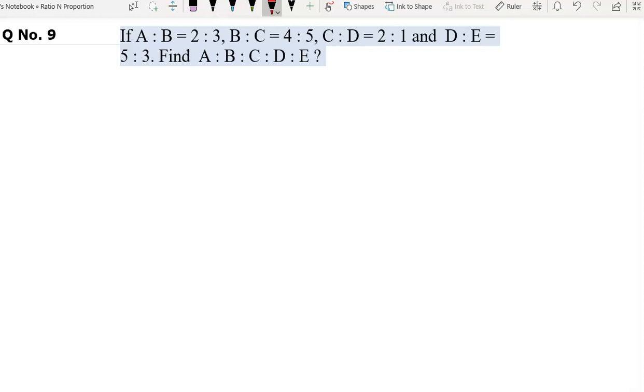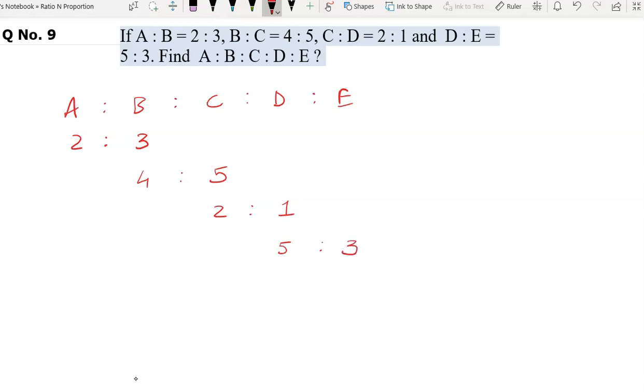Question number 9. If A is to B is equal to 2:3, B is to C is equal to 4:5, C is to D is equal to 2:1, and D is to E is equal to 5:3, find A is to B is to C is to D is to E. So we need to find A is to B is to C is to D is to E. A is to B is given 2 is to 3. B is to C is 4 is to 5. C is to D is 2 is to 1. And D is to E is 5 is to 3.